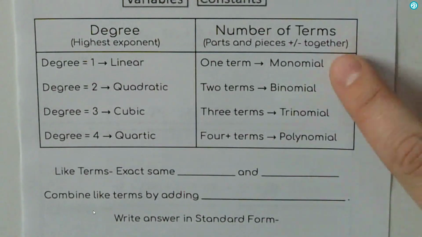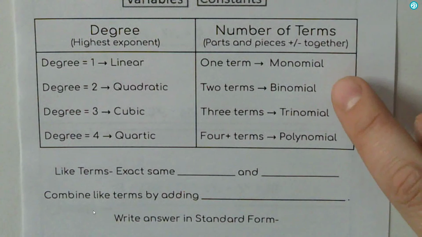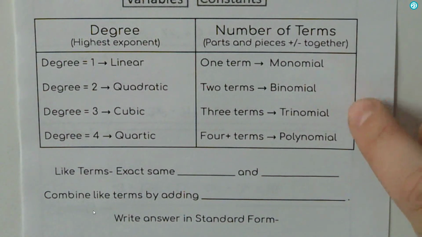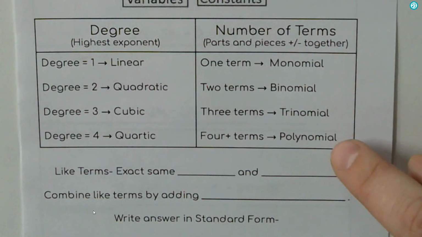So mono means 1. Bi means 2, bicycle. Tri means 3, tricycle. And then poly is just many. So once we get to 4 or more, we just call it poly. And we say it's a bunch. All right, any questions about any of those vocab terms? All right, moving on then.